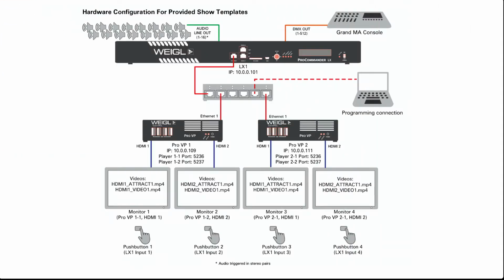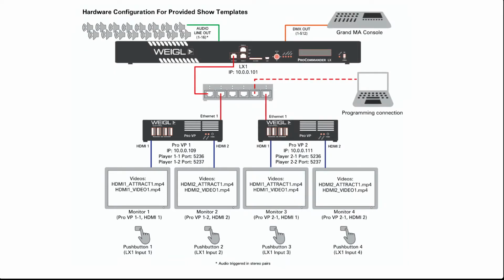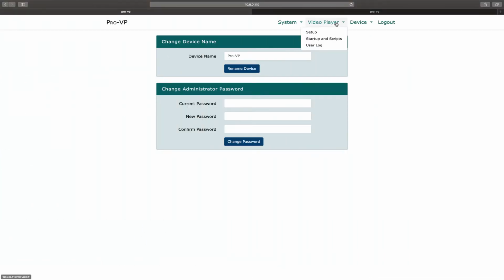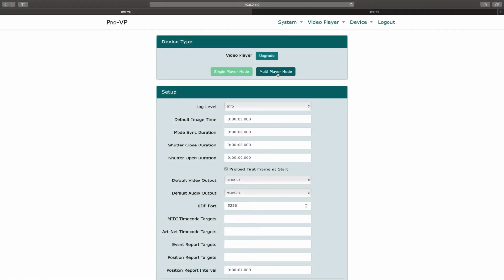The ProVP will first need to be set to multiplayer mode to allow the two onboard HDMI outputs to function separately as independent players for this case study. This is done by going to the video setup and clicking on the multiplayer mode button. The active mode will be displayed in green, and the ProVP will reboot after the mode is changed.